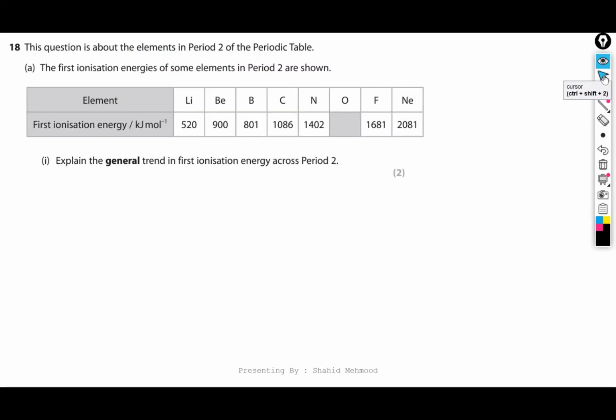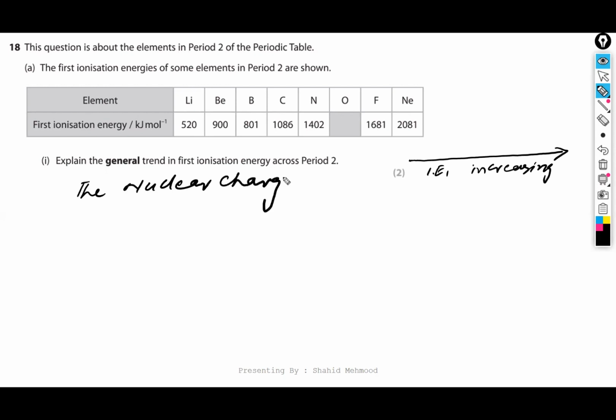Period 2 elements are given in the table along with their first ionization energy values. The question is: explain the general trend in first ionization energy across period 2. Dear students, whenever you are explaining any property across the period, either it is increasing or decreasing, you have to focus on a few factors. Across the period, this is very clear from the values given in the table. But the factors are, number 1, as we move from lithium to neon, the nuclear charge increases.